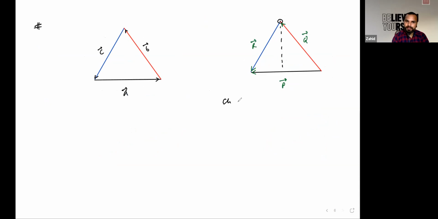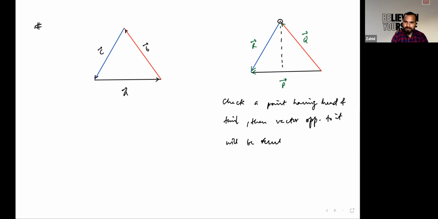So just check a point having head and tail. Then the vector opposite to it will be the resultant. So in this part, P will be equal to Q plus R. Is it clear? Yes, sir.